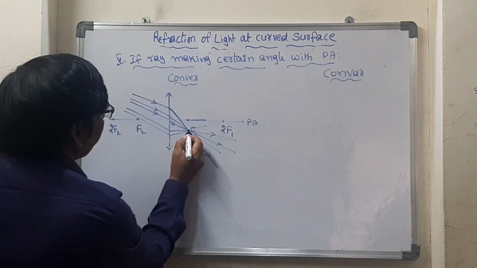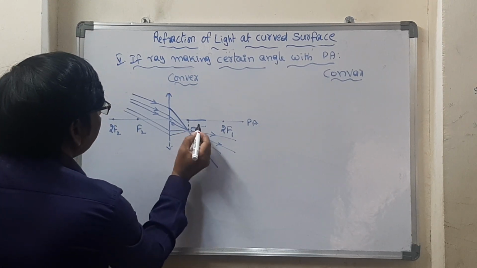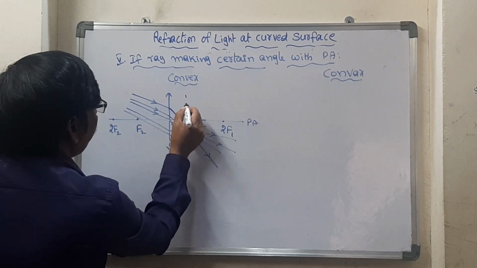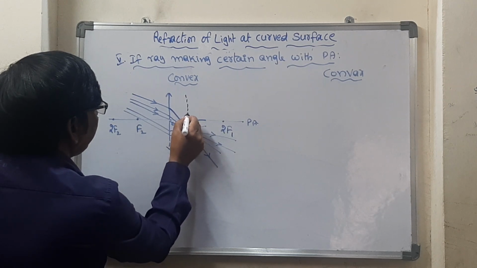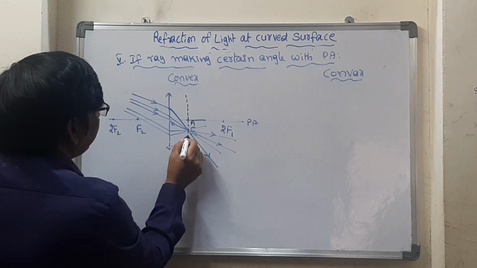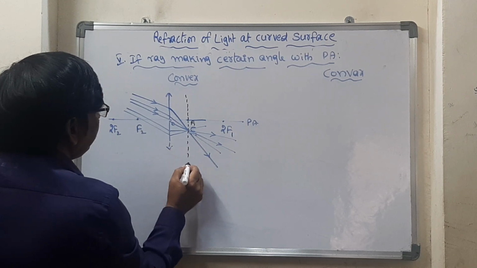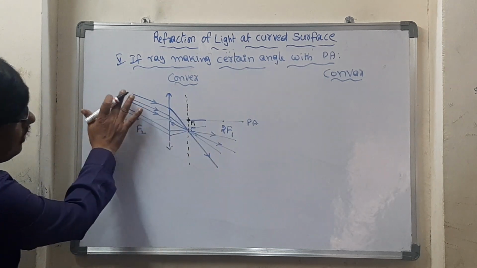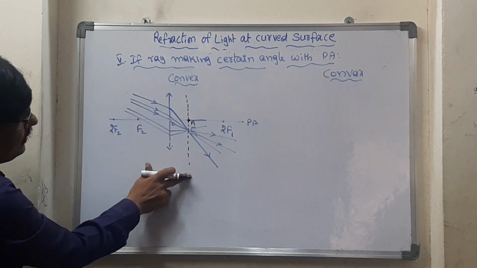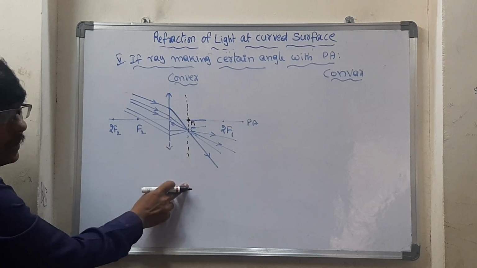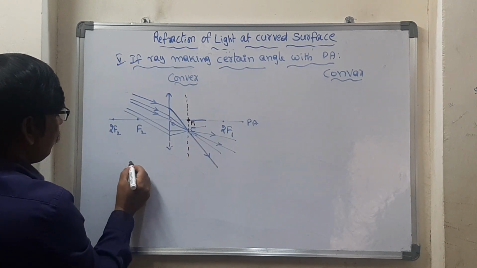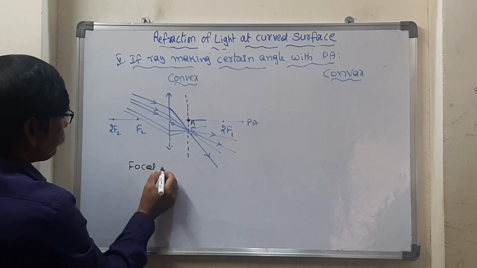Here, if you observe, this is what we are calling F1. At this F1, they all are meeting at that plane. This is the plane F1. At this F1, they all are meeting. All refracted rays are forming a line at focus. Then what do we call this one? The plane is called a focal plane.